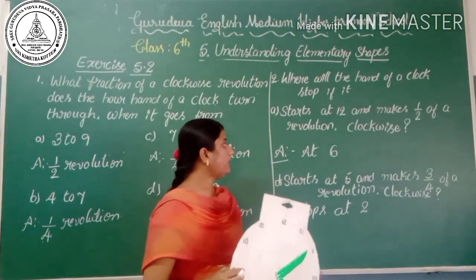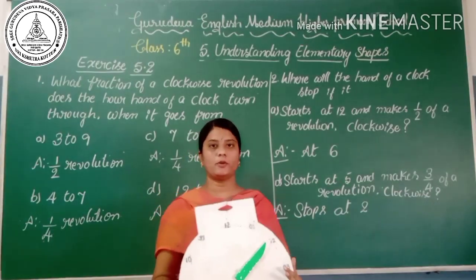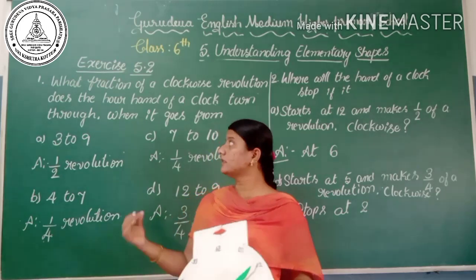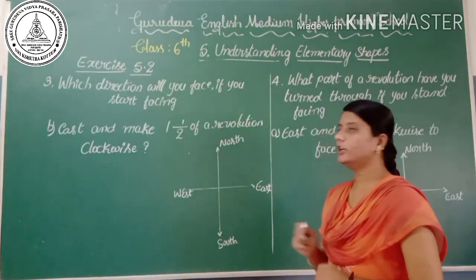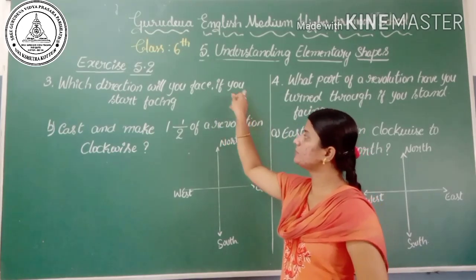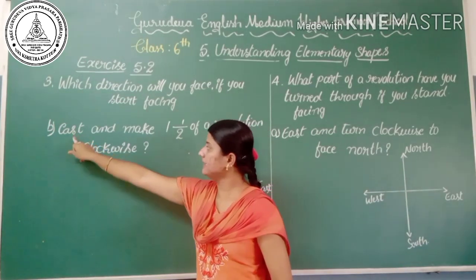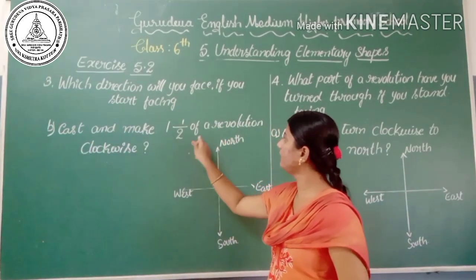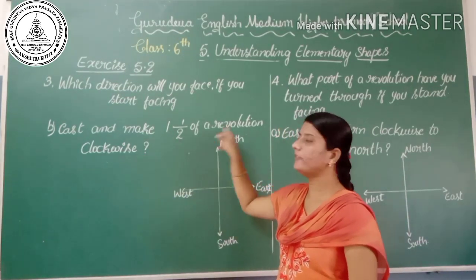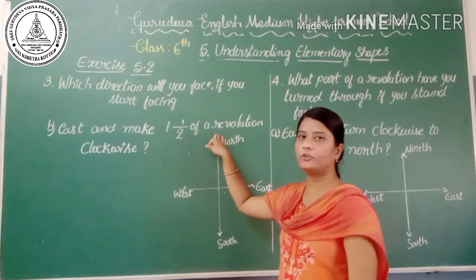Yes. And there are remaining B and C questions, so you have to do them in your notes. Okay. Then let's go to the third question. The third question is, which direction will you face if you start facing east and make 1.5 revolutions clockwise? I have taken question B. 1.5 of a revolution clockwise.